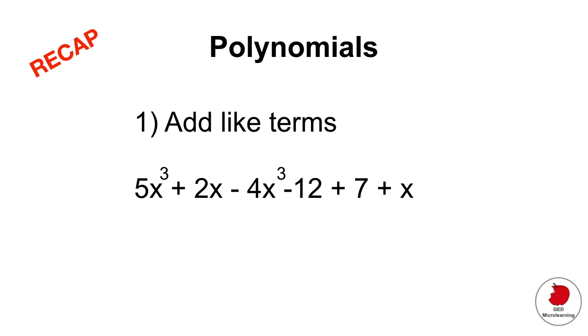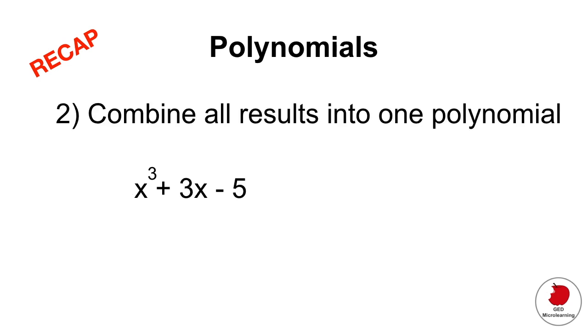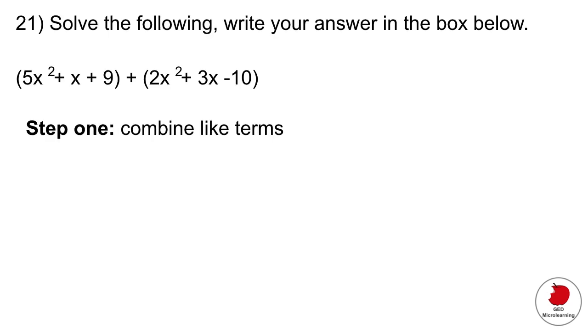What do we mean by this? Well, we mean every number that has the same exponent. So in this case, we would add 5x to the third power minus 4x to the third. That would be one set of terms. Then we would add the x's, so 2x plus x, and then we would add the whole numbers like this, okay? So that's step 1. And then step 2 is that you're going to combine the results that you got before into one single polynomial equation like this.